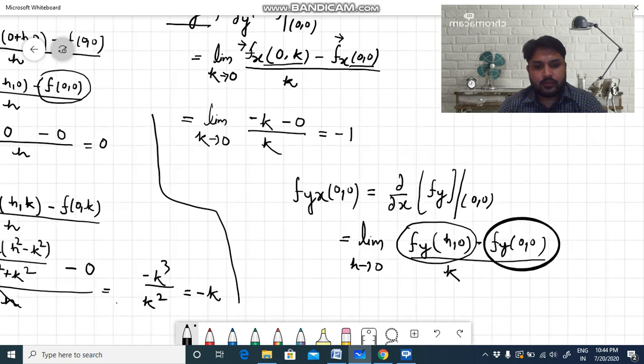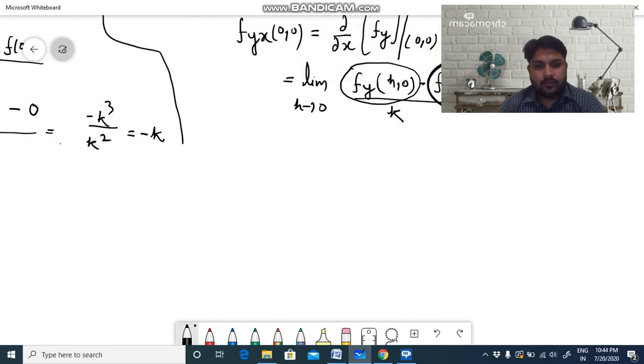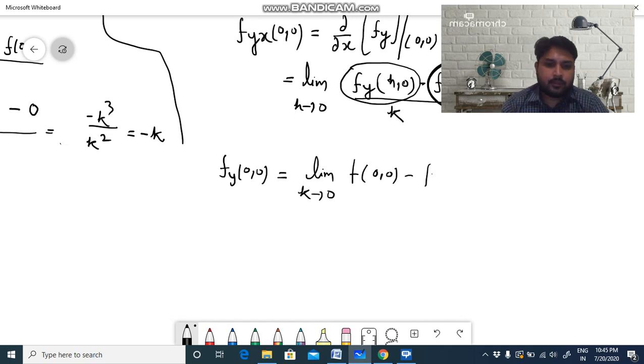So first of all we will find fy at point (0, 0), that is the partial derivative of f with respect to y, and it is calculated by this formula: limit k tends to 0 of f(0, k) minus f(0, 0) upon k. So this gives us the value 0 minus 0 upon k, that is 0.